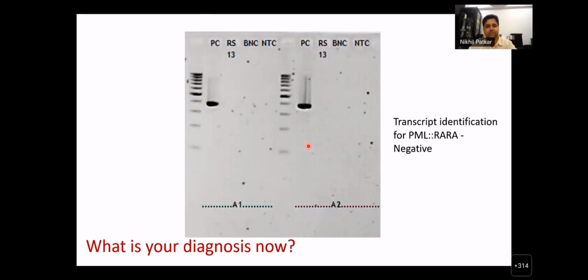All right. So what is this? This is a PCR. And can you interpret this transcript identification PCR? PC means positive control. So this is negative for PML-RARA. Okay, so this is a positive control showing that the assay has worked, but this particular case is negative for either the BCR1 or BCR2 or 3 transcript.